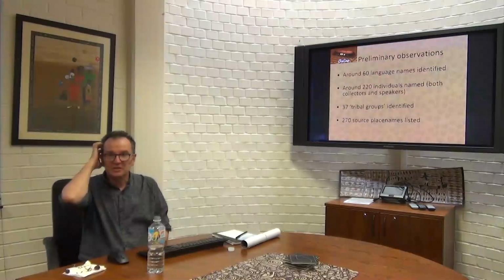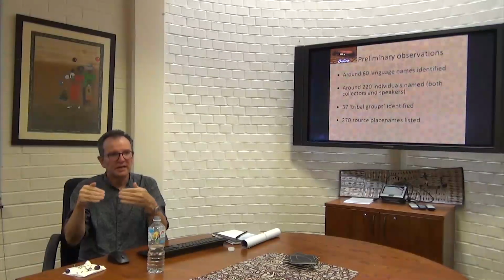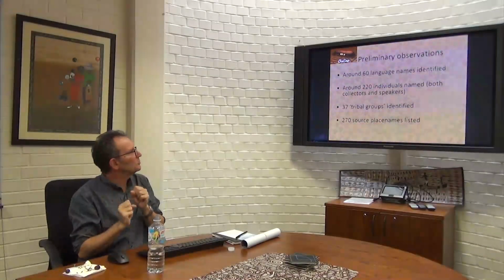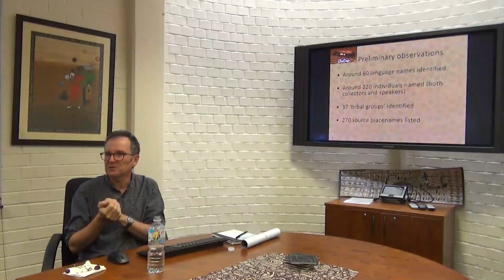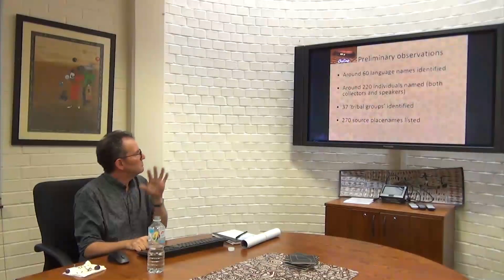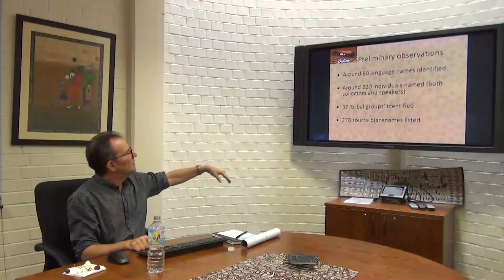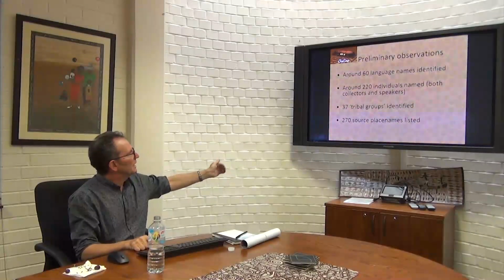Around 60 language names identified. So when they say speaks X from such and such a place, that's what I'm talking about here. They're not necessarily language names that we know today. They might be different to what we call languages today. About 220 individuals named, and that's both collectors and speakers, but we can identify the difference between them. And so on, 37 tribal groups and 270 source place names.